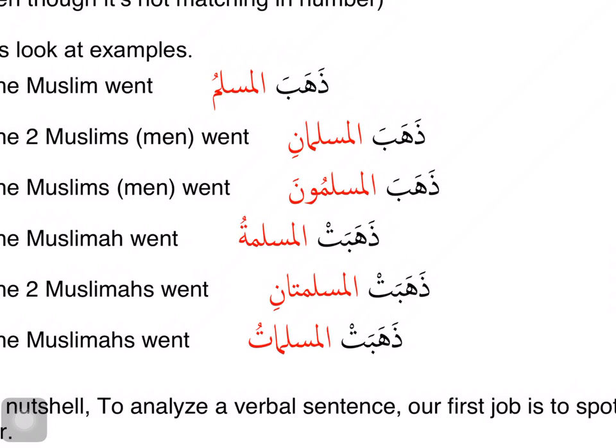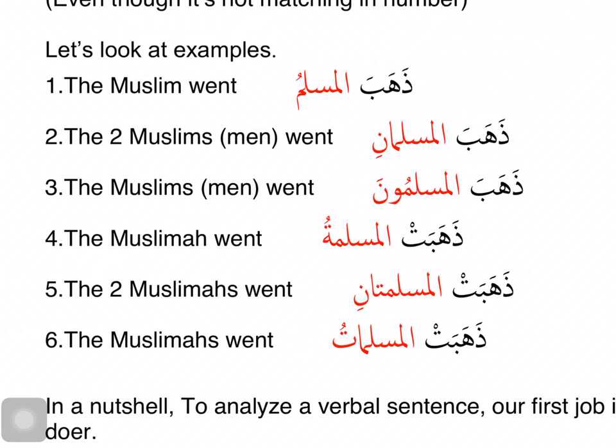What if my fa'il is a female? In that case, I have to use the hiya form of the verb: dhahabat, fa'alat, jalasat, kharajat. So the ta sakin form. I want to say the Muslima went, singular: dhahabat al-muslimatu, and al-muslimatu is the fa'il. It's a noun after the verb, raf status. If I want to say two female Muslims went, dhahabat al-muslimatani, ani, raf status, coming after the verb. This is my outside doer, my fa'il. And if I want to say the Muslimas went, plural, dhahabat al-muslimatu.